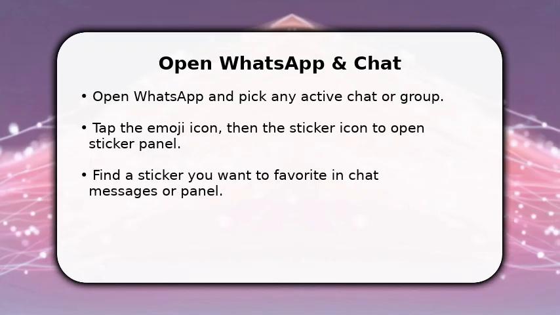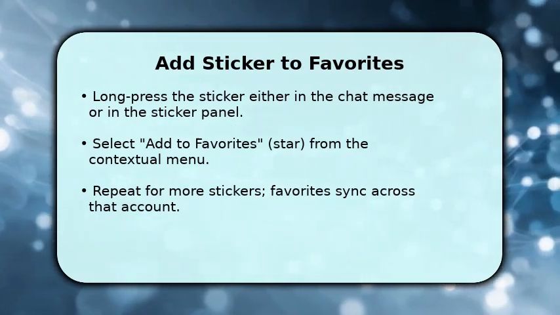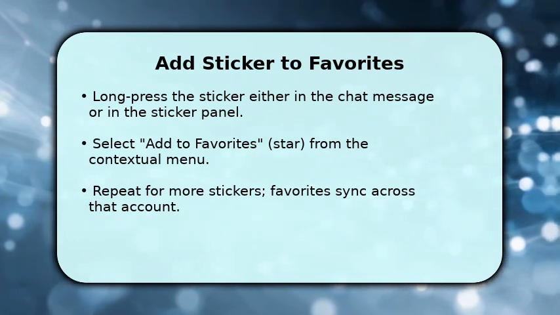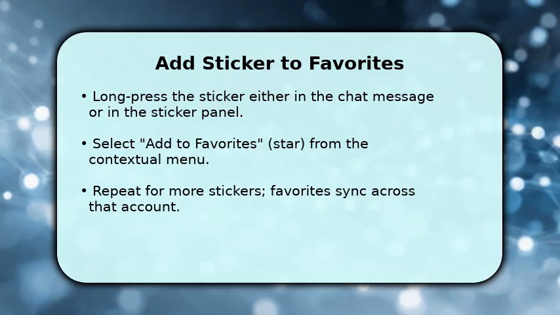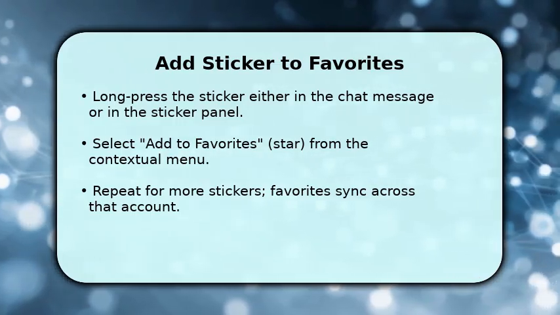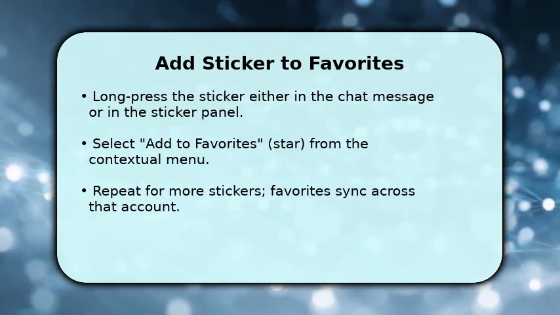Now long press the exact sticker you want to keep. You can do this on the sticker in the chat or on the sticker preview inside the panel. When the menu appears, choose Add to Favorites or the star option. That action stores the sticker under the Favorites tab for fast reuse. Once done, repeat for any other stickers you use often.